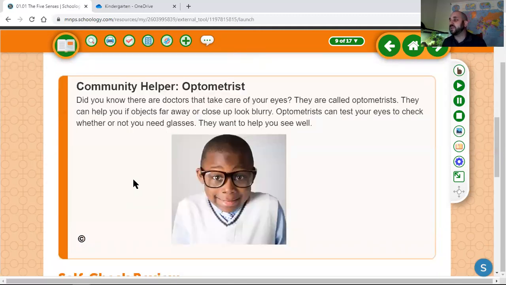Did you know there are doctors that take care of your eyes? They are called optometrists. They can help you if objects far away or close up look blurry. Optometrists can test your eyes to check whether or not you need glasses. They want to help you see well.